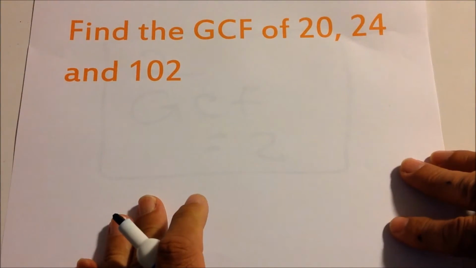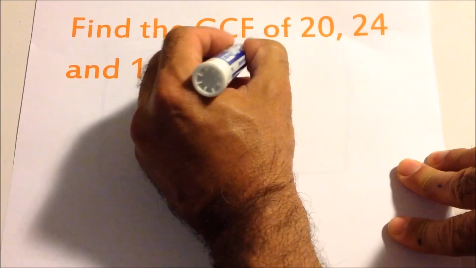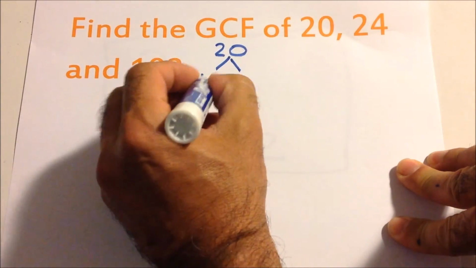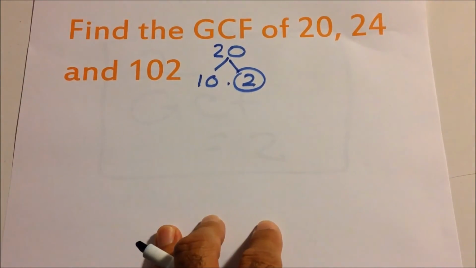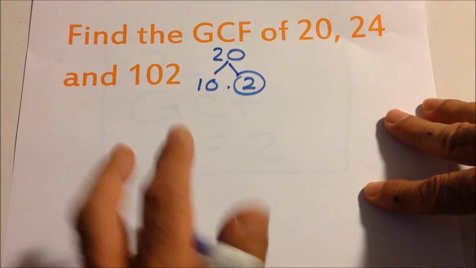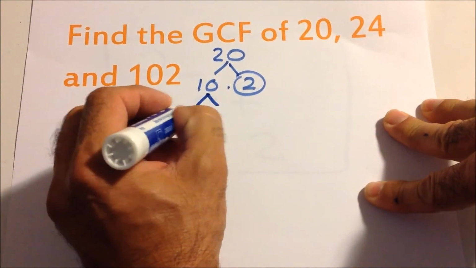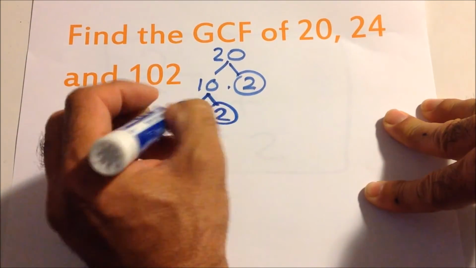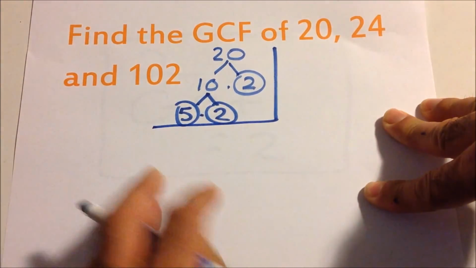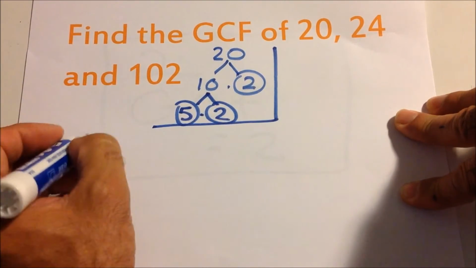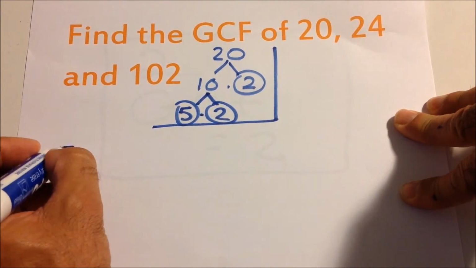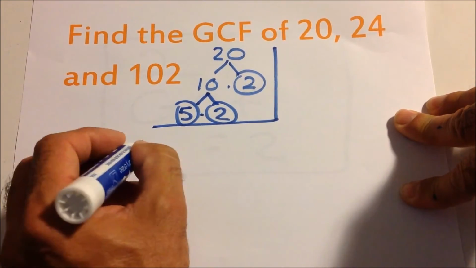Okay, we can do the 20 first. Break down the 20. We can do 10 times 2. Circle a 2. Again, you could have used 5 times 4. Doesn't matter. Break down the 10. We get 5 times 2. And there's our first one. We have the prime factorization of 20. So I can put it here now. I can say 5 times 2 times 2.